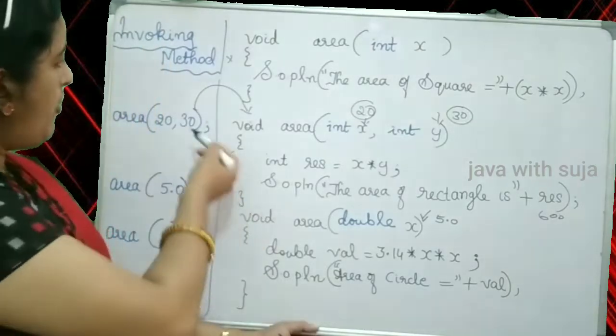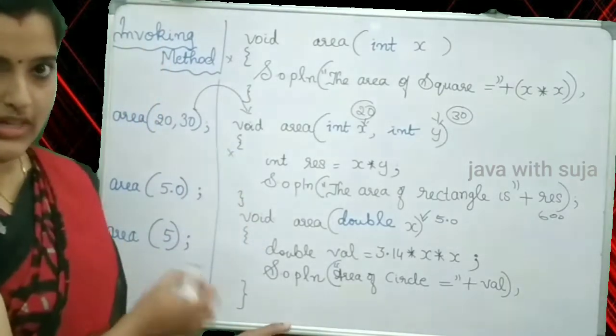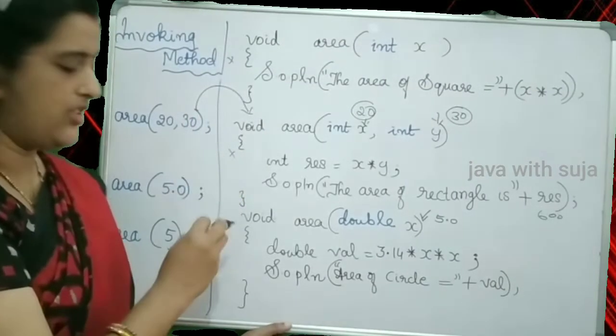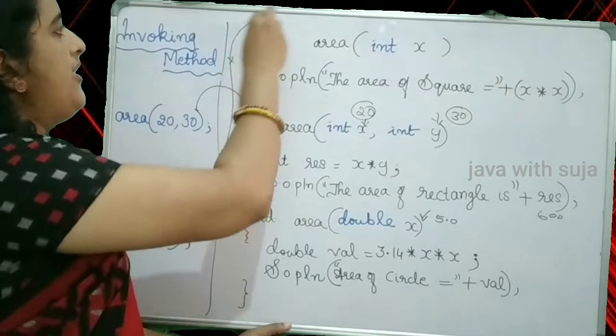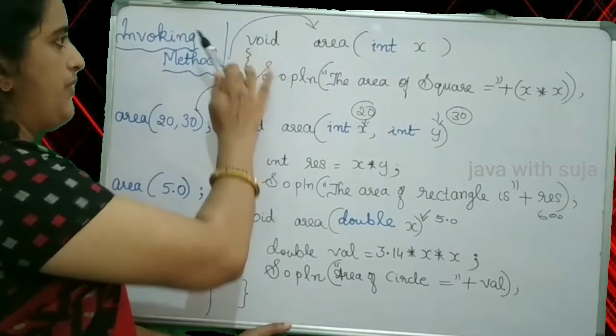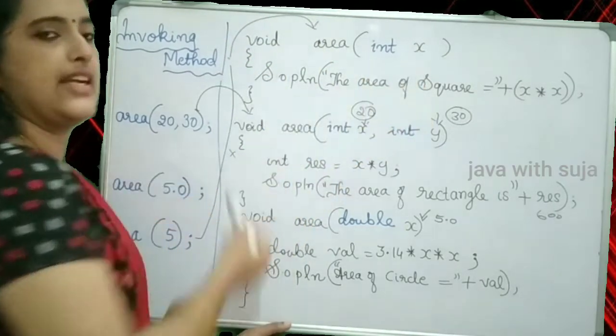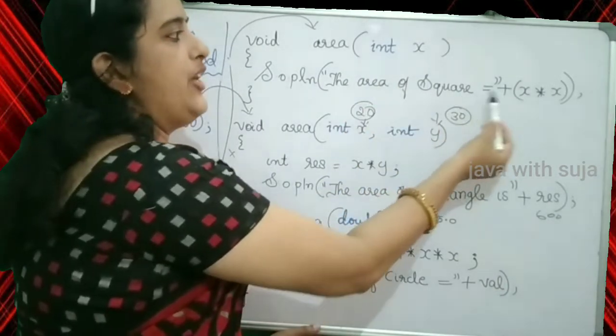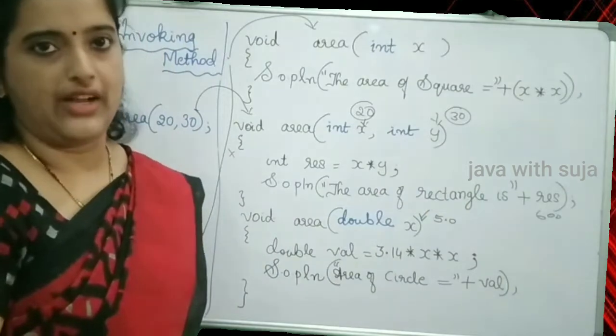78.5. Now we have another method call in which we are providing only one integer value. Here we have a match, which means the value 5 will be assigned to the variable x and your output will be the area of square equal to 25.